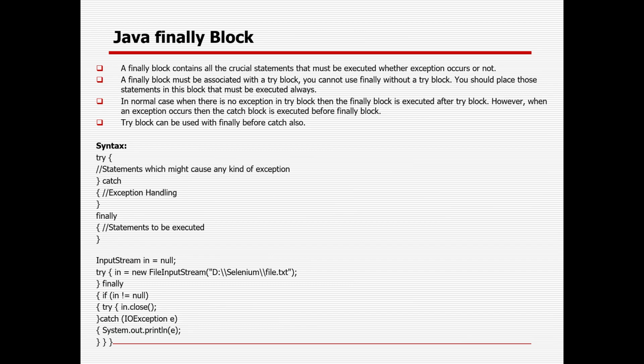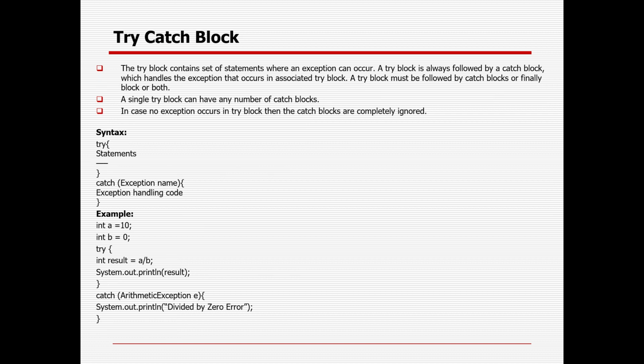And then how can you handle the exceptions? Primarily I'll be handling the exceptions with the help of a try catch block, or sometimes there is a finally keyword. The try block contains a set of statements where an exception can occur. A try block is always followed by a catch block which handles the exception that occurred in the associated try block. A try block must be followed by a catch block or finally block or both. A single try block can have any number of catch blocks. In case no exception occurs, the catch block will be completely ignored. But the finally block will always be executed.